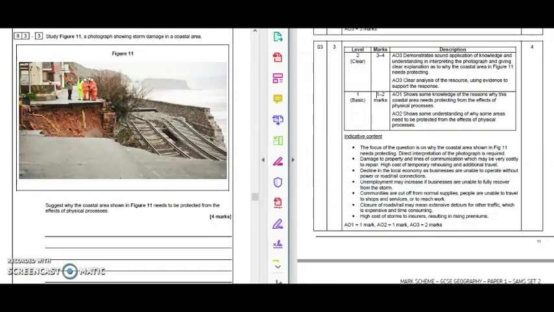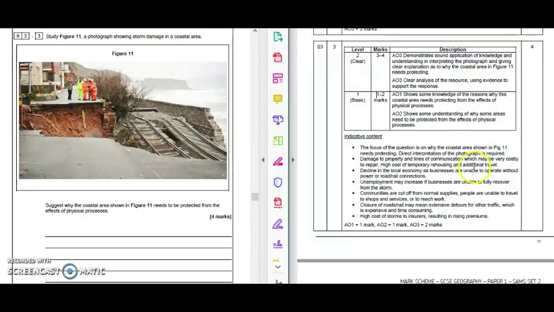Question 3.3. Suggest why the coastal area shown in figure 11 needs to be protected from the effects of physical processes. Okay, so first of all, it just says figure 11, not your own understanding. So it's got to be something we can see in the photograph. So we could have damage to property and lines of communication, which may be very costly to repair. You could have the idea that it's going to be quite expensive to stay in other places, hotels, etc.